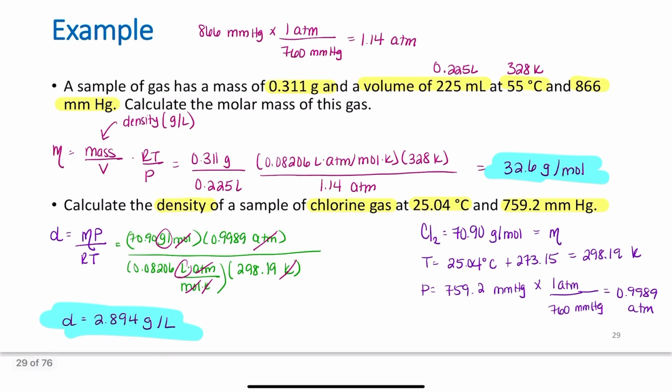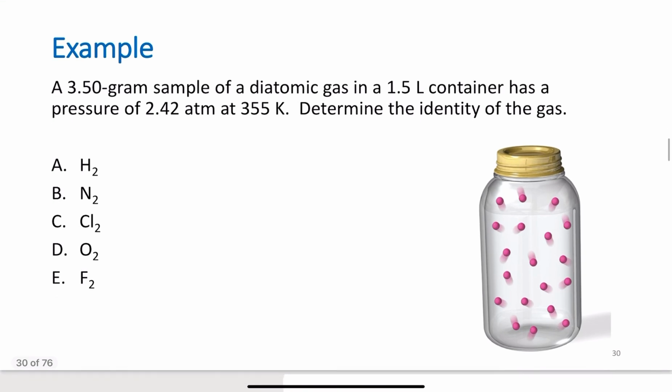Okay, just a couple more examples for this unit. A 3.50 gram sample of a diatomic gas in a 1.5 liter container has a pressure of 2.42 atmospheres at 355 K. Determine the identity of the gas. Molar mass is what's going to tell me the identity of a gas. So if you see identity, you're trying to solve for molar mass.